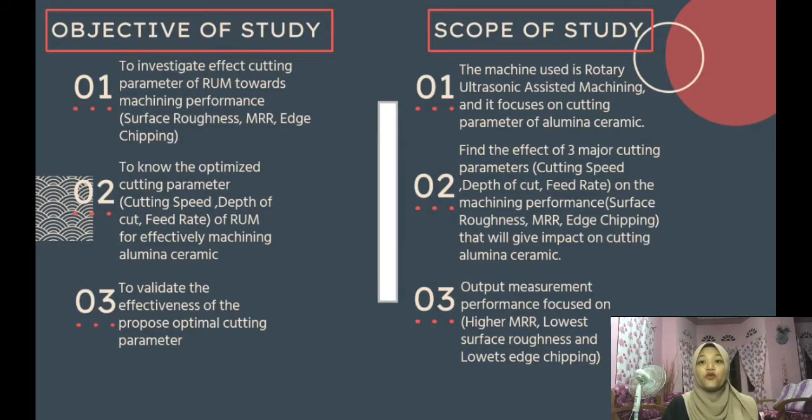Second, find the effect of three major cutting parameters, which are cutting speed, depth of cut, and feed rate, on the machining performance, which is surface roughness, material removal rate, and edge shaping, that will give impact on cutting alumina ceramic. Thirdly, output measurement performance focuses on highest material removal rate, lowest surface roughness, and lowest edge shaping.